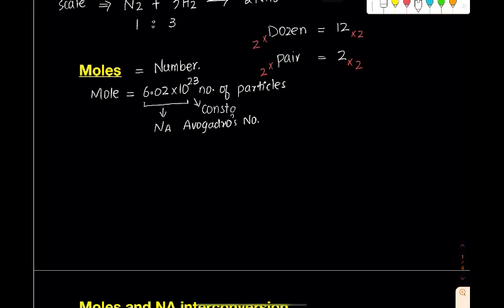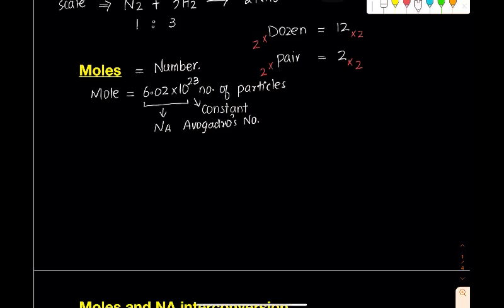Why do we call it a constant number? It's the same way that a dozen is always 12. A dozen shouldn't be 13 or 14. In the same way, a mole has its number, which is 6.02 times 10 to the power 23, a constant Avogadro's number. Now let's look into that.